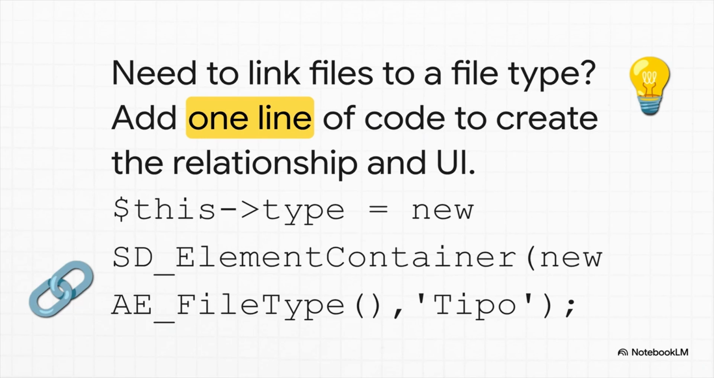And honestly, it gets even better. What if you want to categorize your files? Well, you just create another element, maybe AE_file type, and then you add this one single line to your AE_file class. This SD element container automatically creates the database relationship, and it renders a drop-down selector in the UI to link the two. Again, one line, and you get this massive piece of functionality.